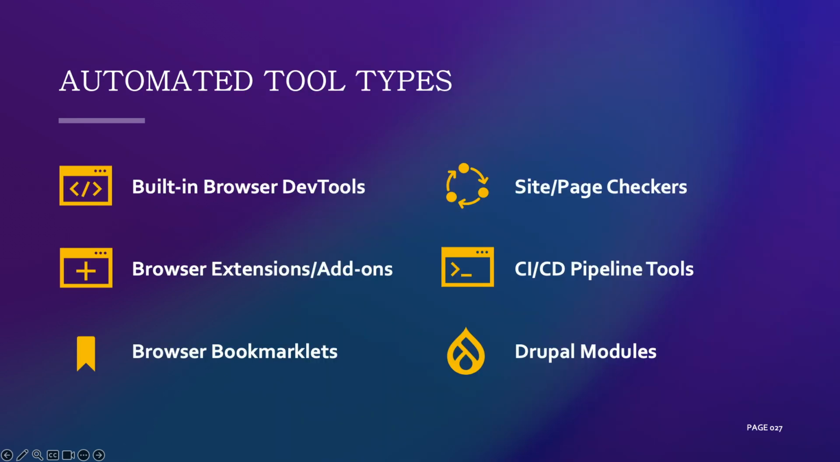So looking at the tool types, again, we have built-in browser dev tools. You have Firefox, Chrome, Safari. All of those have their own dev tools to look at, and those have added accessibility tabs to them now. So that's cool. There are browser extensions and add-ons, bookmarklets, site and page checkers, and then also there are continuous integration and delivery pipeline tools that you can just build in. So if you're back-end and you want to do that, that's great. There are also Drupal modules.